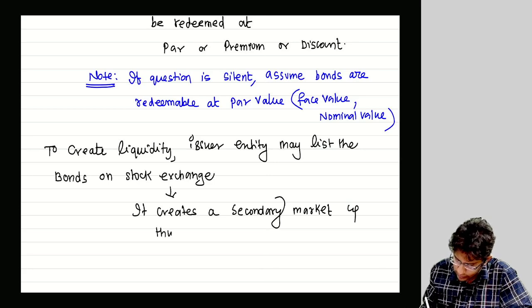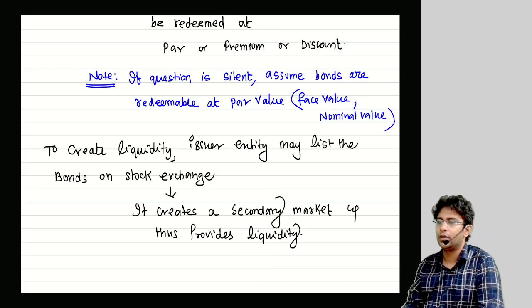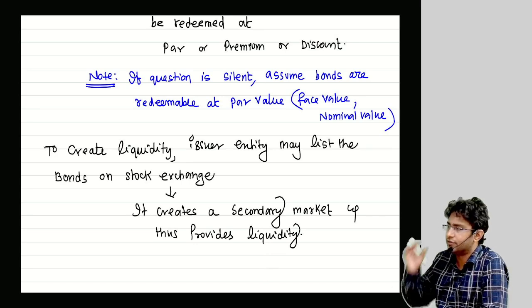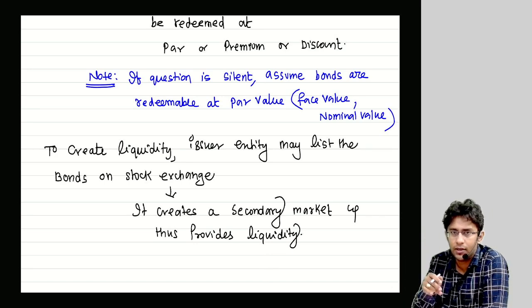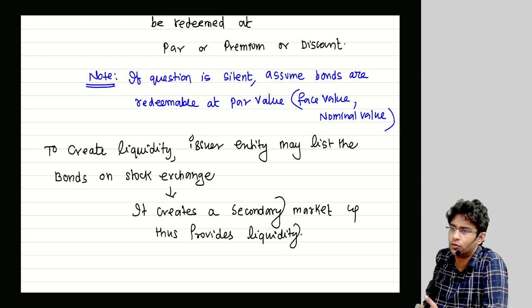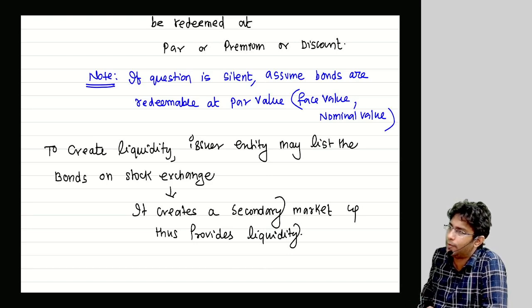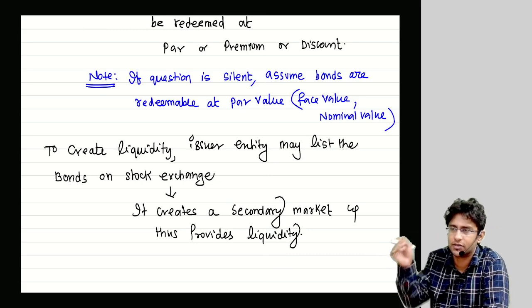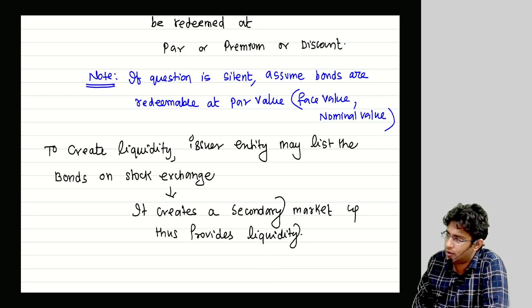And thus provides liquidity. What is the meaning of the word liquidity? Ability to convert anything into cash. An existing investor who wants his money back can't go to the company and ask for money, but he can sell this bond to some other investor. So who will pay money to him? Some other new investor will pay money to him. He will exit, and the new guy will go and sit in his place. Are you getting it, sir?